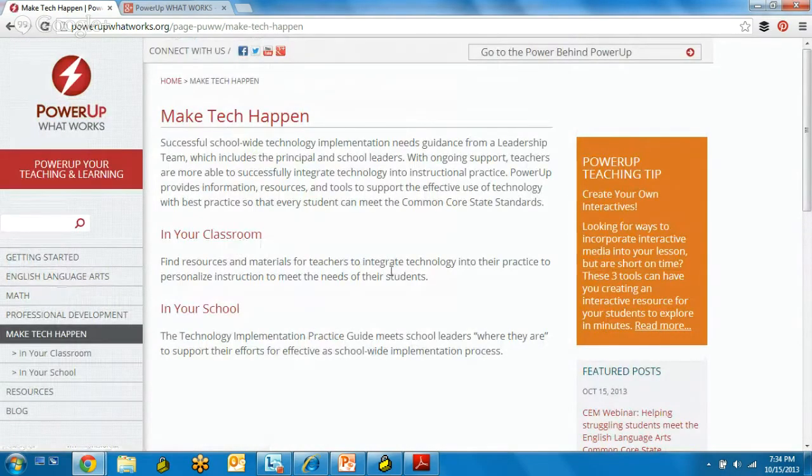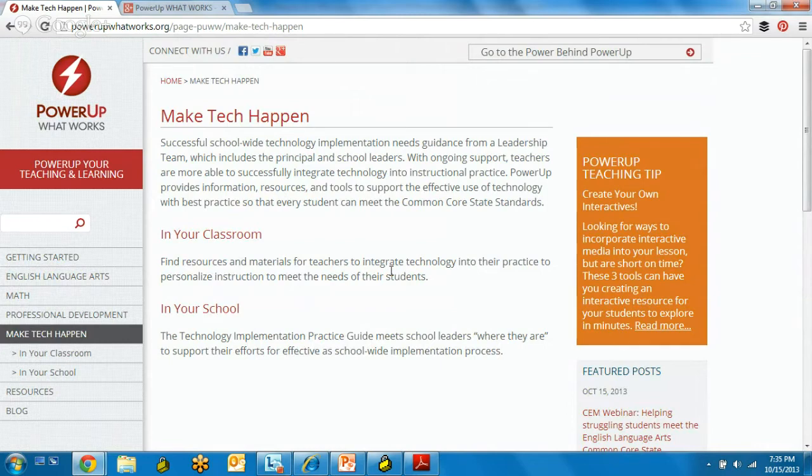Make Tech Happen really starts with a focus on technology, but we're never far from thinking about best practices, technology, differentiation. And you'll see that this section divides into in your classroom and in your school. I'm going to get to in your school in just a minute, but let's start with in your classroom because I want people to see what we have there.